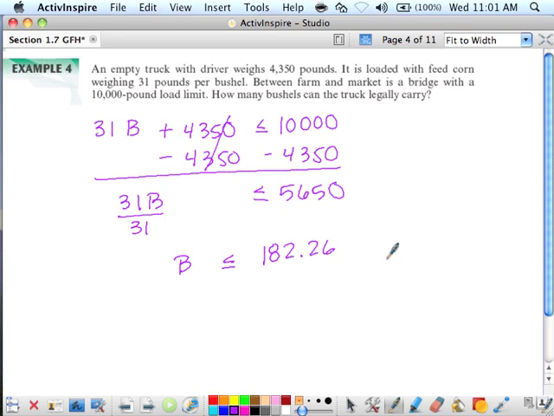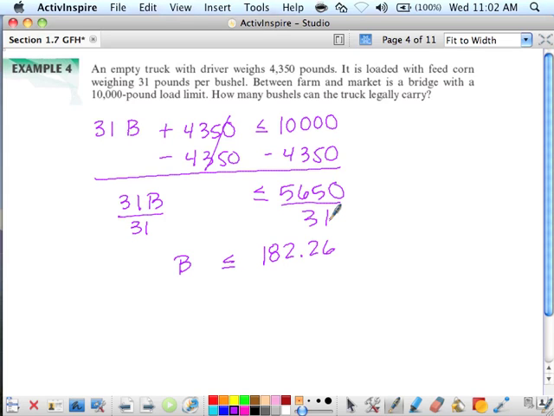Now in this case, rather than giving a fraction answer, it really makes more sense to just go ahead and give it as a decimal. We don't really know what 5,650 divided by 31 is. So this makes more sense. So how many can he legally carry? 182. He can carry up to 182, technically point about 26, right?